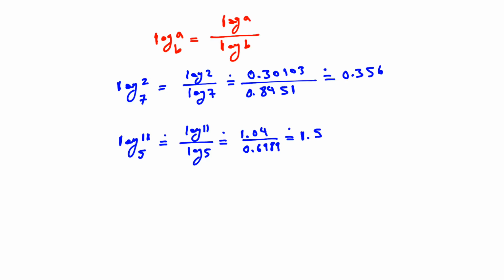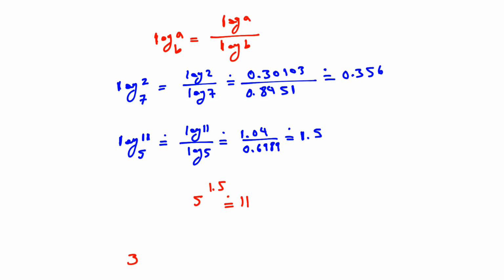Log of 11 base 5 is log of 11 base 10 divided by log of 5 base 10, which is 1.5. This means 5 to the power of 1.5 is 11, approximately. You can check with your calculator.